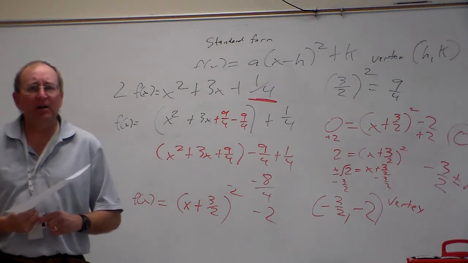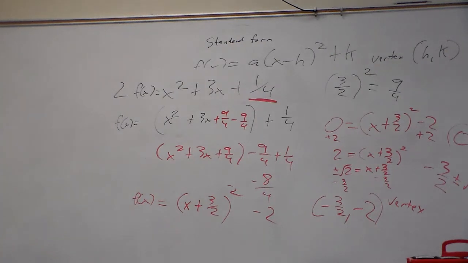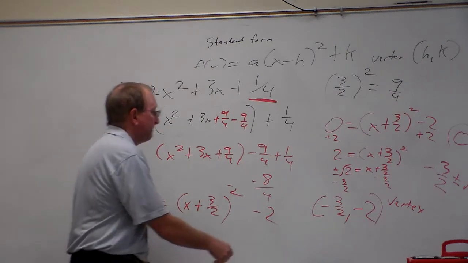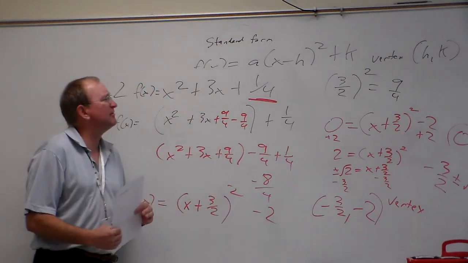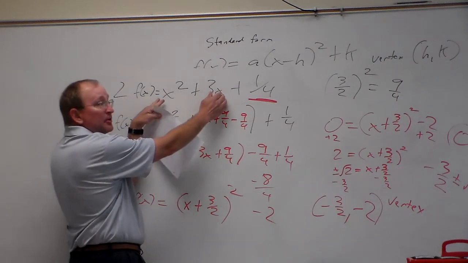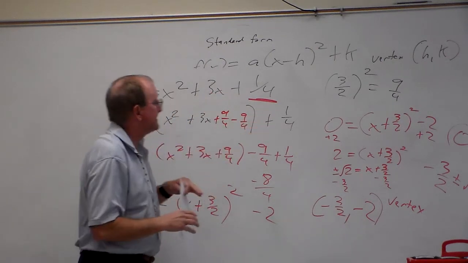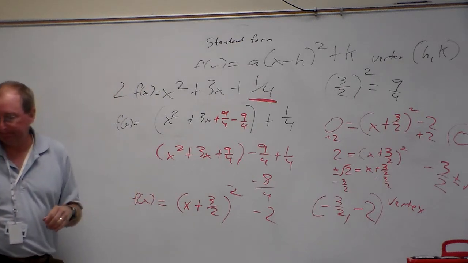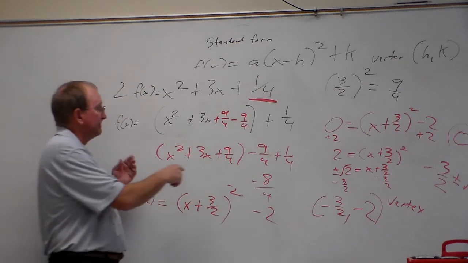How many of you think completing the square is the hard part of the problem? The big thing when going back over it is completing the square right here. You have to separate these two. Why does it go from 3x plus 9/4 to x plus 3 halves?